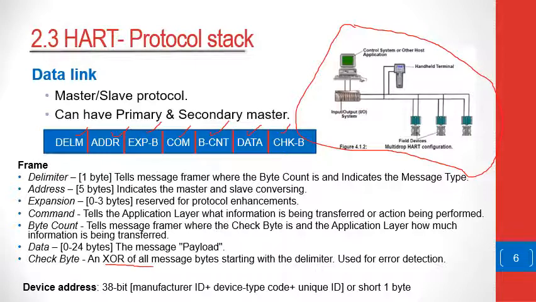The device address for HART is typically 38 bits. The address field itself is 5 bytes, which means it can contain the whole of these 38 bits, and it's typically made up of the manufacturer's ID, the device type code, and the unique ID. Sometimes the communication just uses a short address, which is typically just 1 byte.